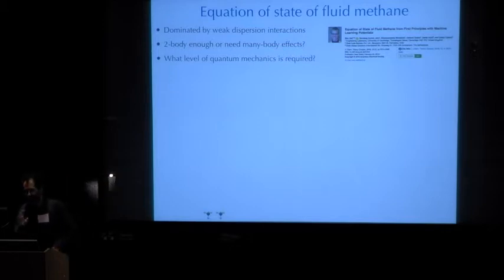I want to show you two little stories. The first one is very recent, the equation of state of fluid methane. And it's very educational because it shows us why we want to get the right answer for the right reason. Why do we want to go beyond empirical modeling? So methane as a fluid at low temperatures and high pressures is dominated by weak dispersion interactions between the methane molecules. And we don't know what level of quantum mechanics is actually required to describe that.